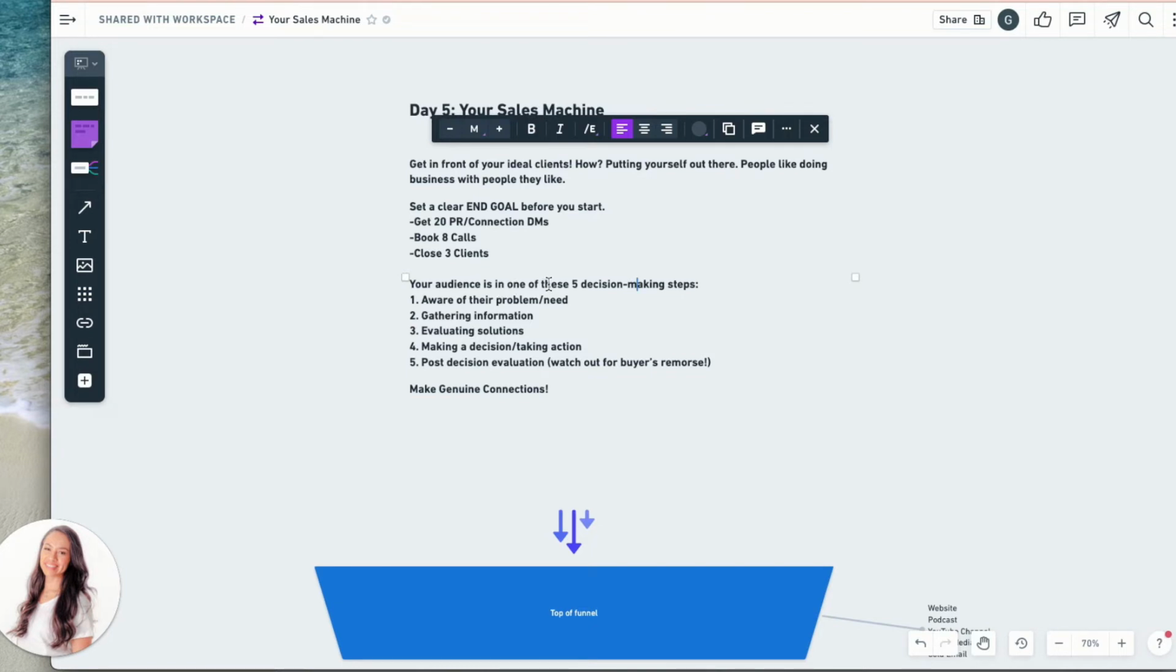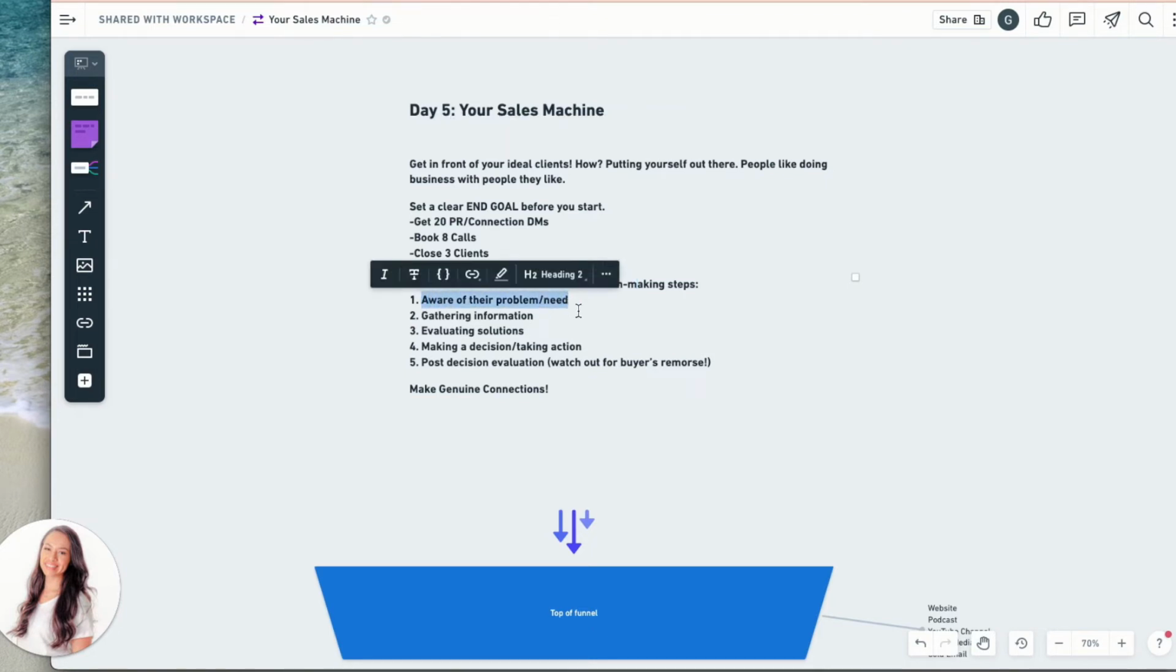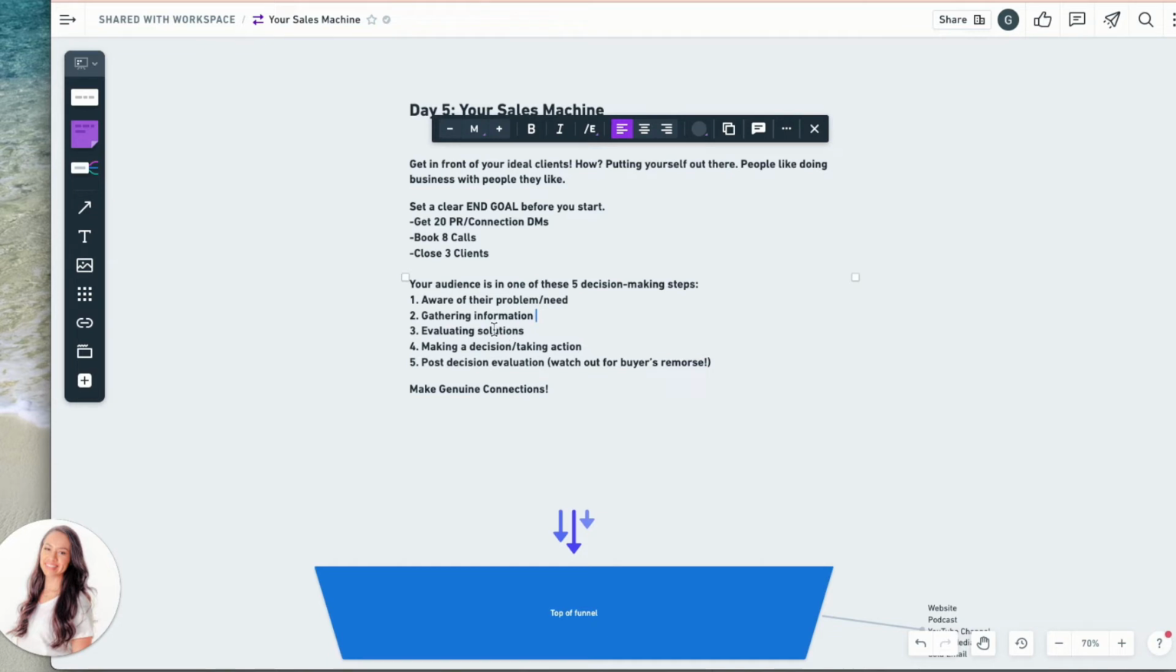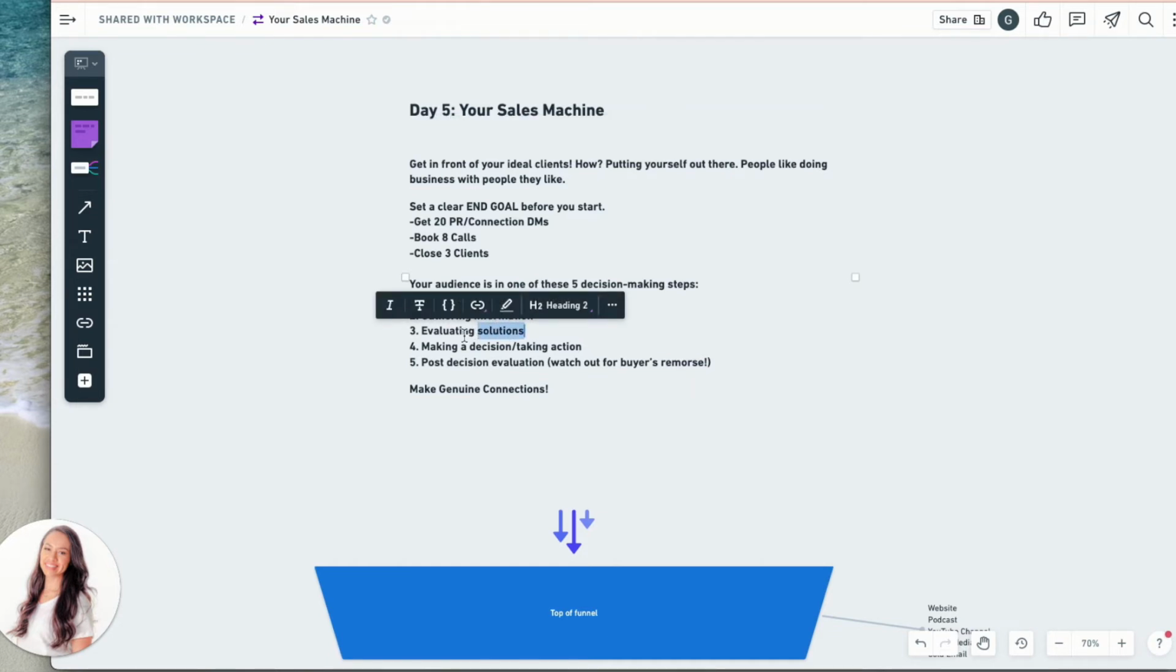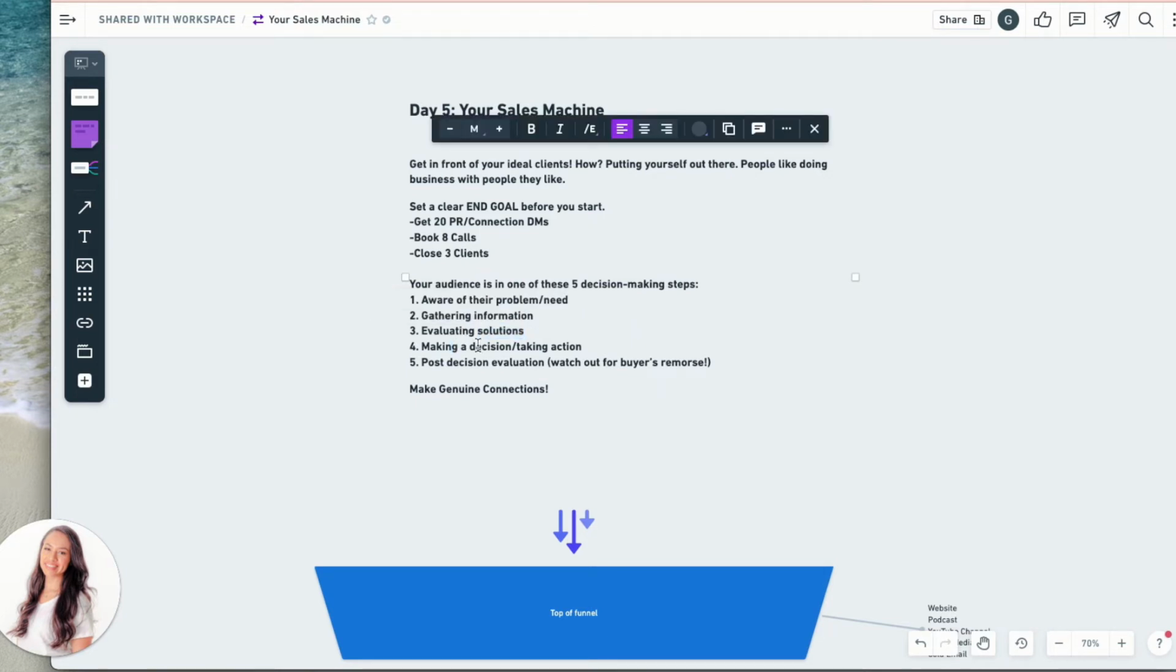So your audience is in one of these five decision-making steps. They are either aware of the problem, currently looking for information, maybe looking to hire someone but still not sure. They're evaluating their situation, their team, where they're at, and making a decision. They're ready to take action and hire someone. And post-decision evaluation, which is after they start working with someone, they probably decided that this was not the best fit or time.